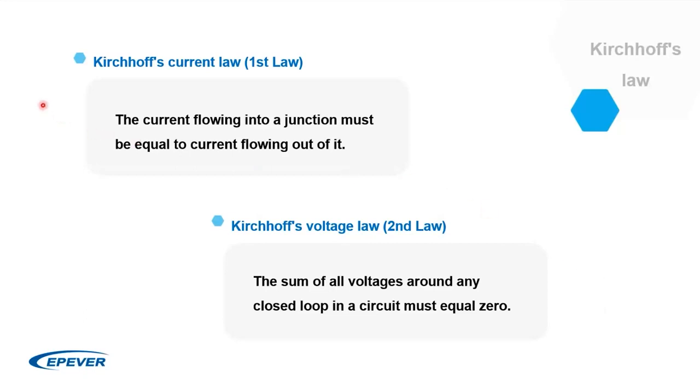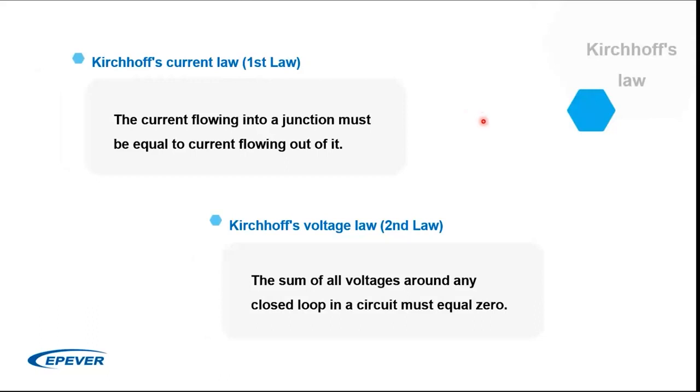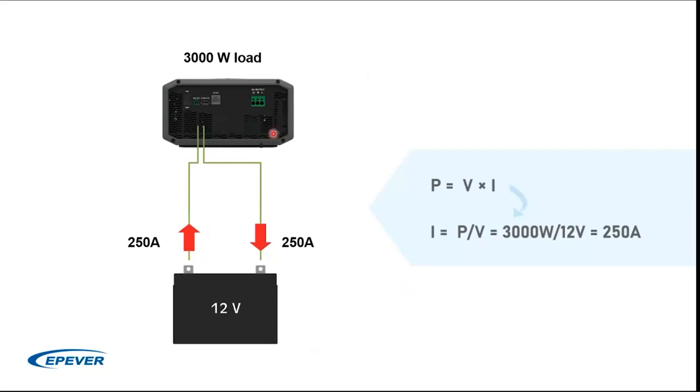To be able to calculate the effective cable voltage drop, you will need to know two more electrical laws. One of them is Kirchhoff's current law, which says the current flowing into a junction must be equal to the current flowing out of it. This means that if you have three paths for the current, the amount of current that goes into the three paths is equal to the current that comes out. So this is the first Kirchhoff's law, and the second one, the voltage law, says that the sum of all voltages around any closed loop in a circuit must equal zero. These two rules will help us to determine what's happening in the system. So let's have a very simple example here and see how we are using that.